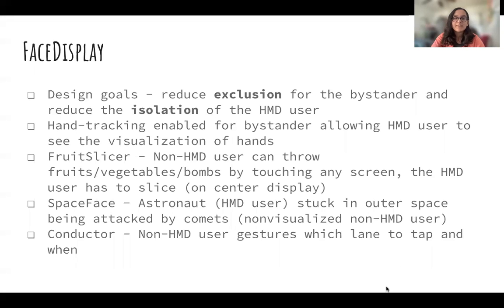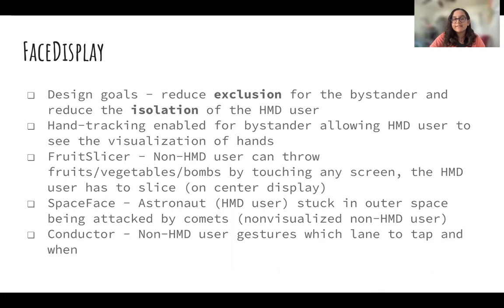The second one is Space, where an astronaut, which is the HMD user, is stuck in outer space and being attacked by comets. And what's different from Fruit Slicer is that they cannot see the non-HMD user in this scenario, and there is an element of surprise about where the comets are coming from and who's hitting them.